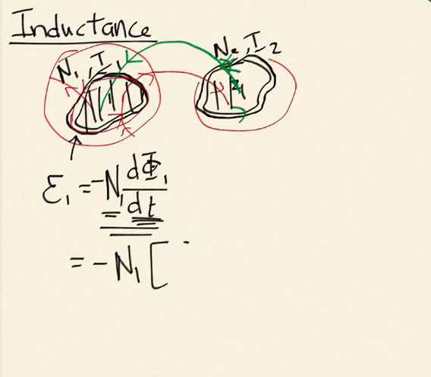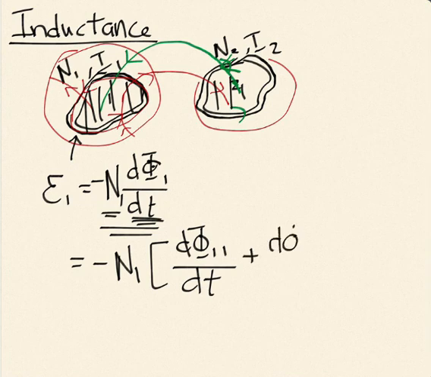There's going to be a piece of the flux that's due to coil 1 itself. Okay, so coil 1 generates a magnetic field through itself, and that flux will be phi 11. And then coil 2, the external coil, will generate some flux that will thread through coil 1, and that'll be phi 12.